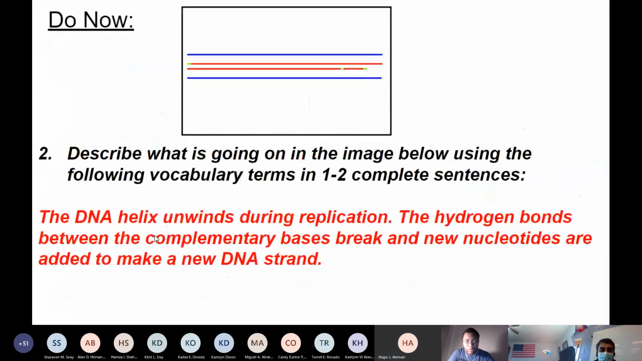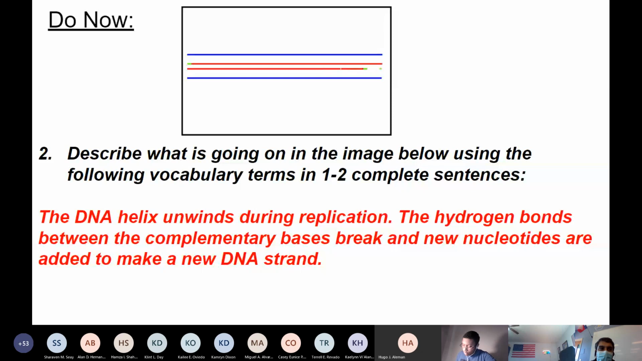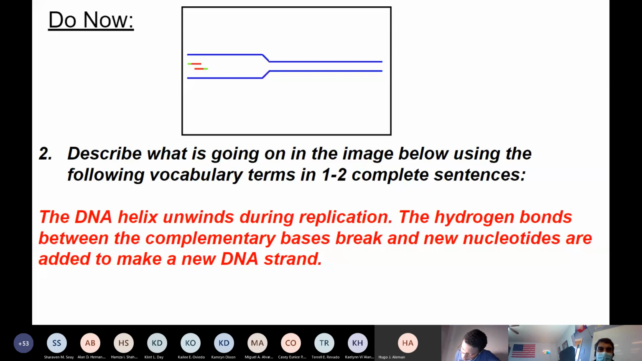So here's what I put for mine. I said the DNA helix unwinds during replication, which happened shortly before this. The hydrogen bonds between the complementary bases break, and the new nucleotides are added to make a new DNA strand. I was impressed with a lot of your responses that included the exact enzymes that do this, which again, if the STAAR quizzes you over those enzymes, they're going to probably tell you what they do. There's a chance that they might not, but of the 10 or so STAARs that I've taken, I don't think I've rarely seen any of them tackle the functions of the enzymes. If anything, they ask what biomolecule they belong to.